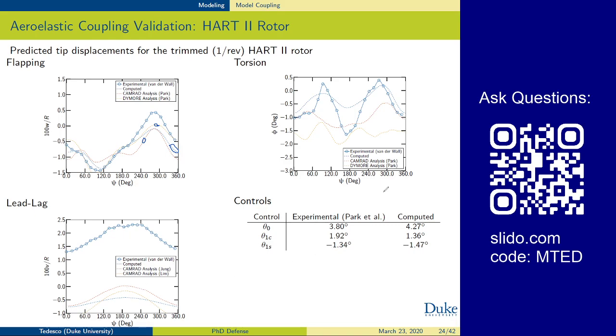And then finally, if we take a look at the controls, there's very good agreement. At worst, we're looking at about half a degree of difference in the values, which is to say that this is very good agreement considering the size of the model and what we're comparing to, which is experimental results.